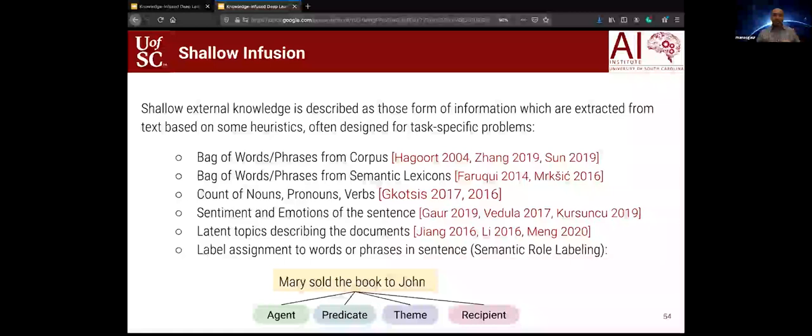Then the count of nouns, pronouns, and verbs is also important in some studies, because they form expressions that define some aspects of human behavior. And then there are sentiments and emotions, which are another parameter in shallow infusion, and the latent topics, which is basically LDA. You can use them to describe your input data.